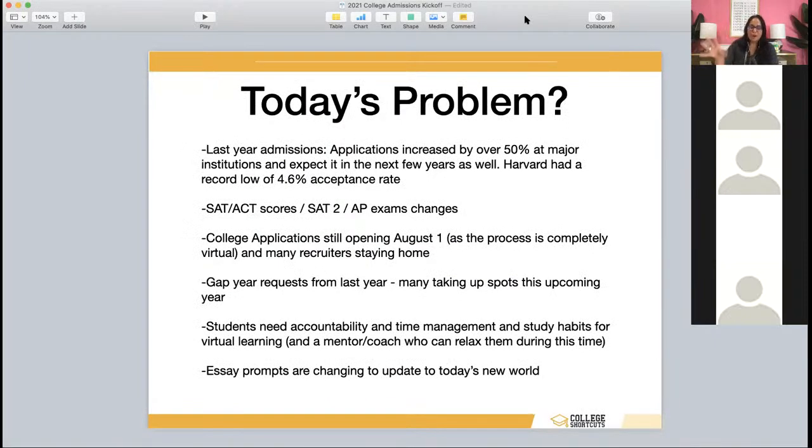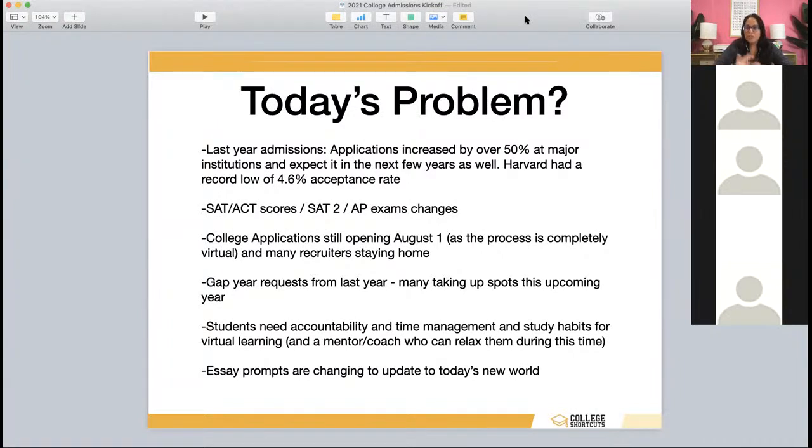So let's talk about today's problem. Last year, admissions applications increased by over 50% in major institutions. Some saw upwards of 46,000 extra applications for something as little as 3,000 seats. UC schools saw hundreds of thousands more applications, and we do expect to see it in the next few years. Harvard had a record low of 4.6% acceptance rate. Guys, these rates are going to keep going lower. And I don't want to freak you out, but I just think you should know the reality. Because the competition is getting stronger, you need to make sure you have the right team by your side.